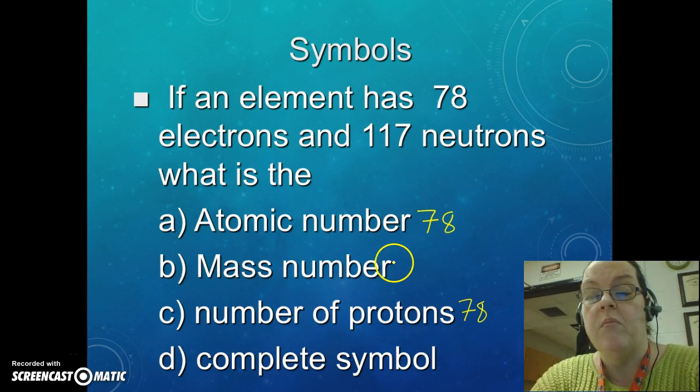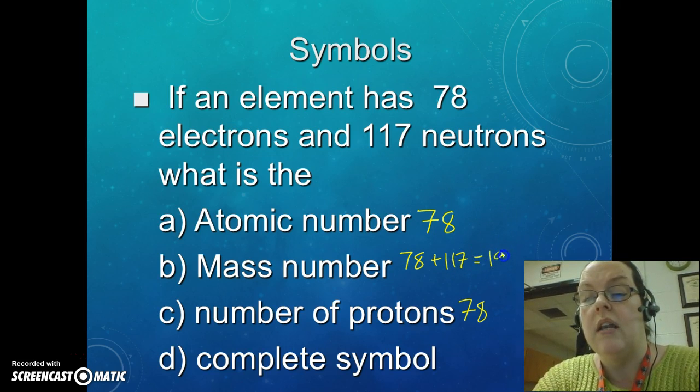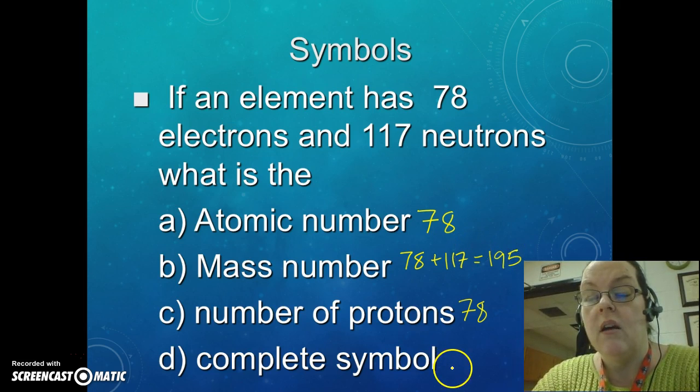Now the mass number. Remember, mass number is equal to protons plus neutrons. There are 78 protons and 117 neutrons. 78 plus 117 is 195. What is the complete symbol? Once again, the atomic number is 78 and the mass number is 195. So what element has atomic number 78? That is platinum, Pt.